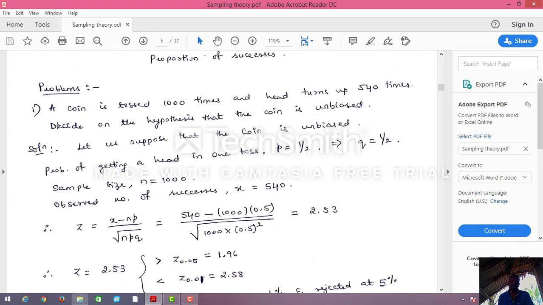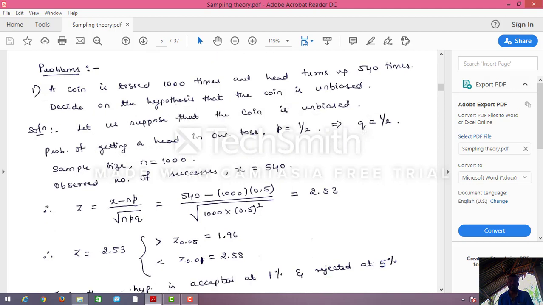So the first problem: a coin is tossed 1000 times and head turns up 540 times. Decide on the hypothesis that the coin is unbiased. So first, let us suppose that the coin is unbiased.